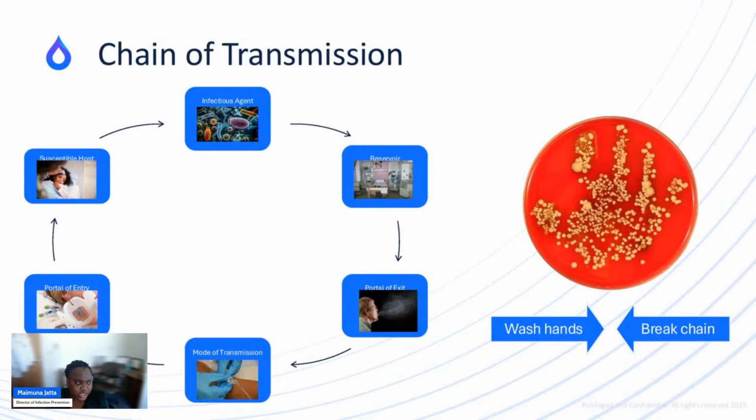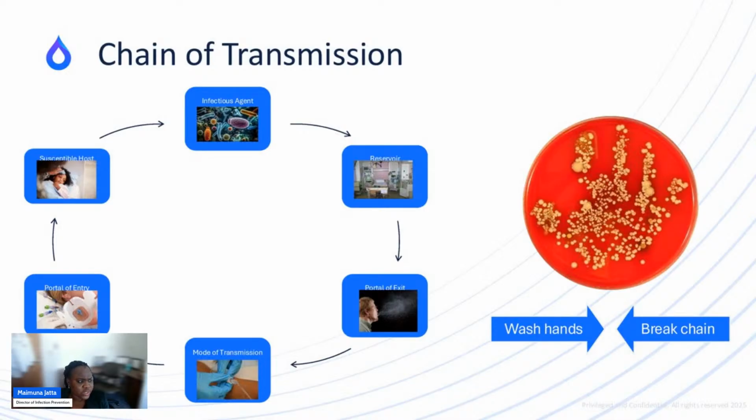Breaking the chain of infection again goes back to cleaning and disinfection, but also other programs within the infection control program, like your water management, device reprocessing protocols, and policies. Then we move on to, so the agent lives on something where it survives and multiplies, right? And then at some point it has to leave, and that is what we call the portal of exit.